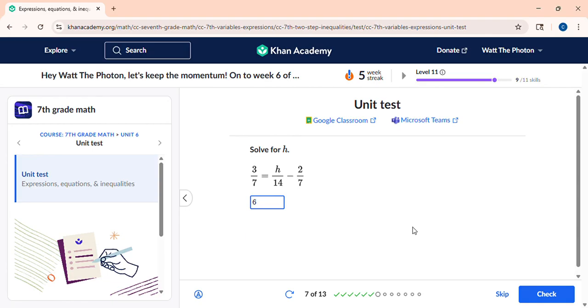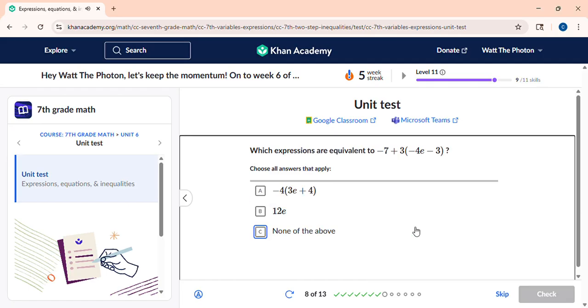6 over 14 minus 4 over 14 gets us 1 over 14. It has to be higher. So 5 over 14. 5 times 2, that's 10. So if 10 over 14 minus 4 over 14 is 6 over 14. 10 over 14 is 5 over 7 minus 2 over 7 is equal to 3 over 7. 5 minus 2 is equal to 3. The expressions are equivalent.